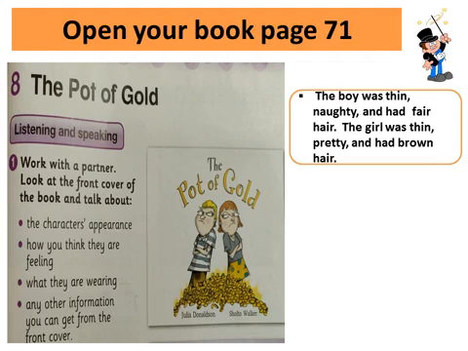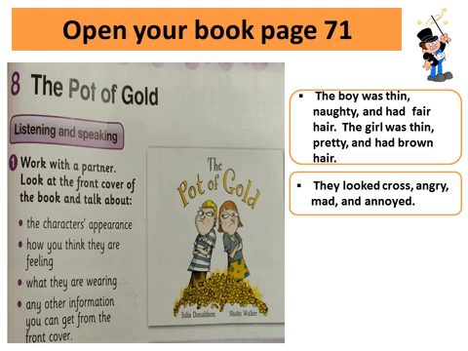So the boy was thin, naughty, and had fair hair. The girl was thin, pretty, and had brown hair. Okay, pretty means beautiful, and look at her hair, it's brown, right? So now let's read the next point. How you think they are feeling. Look at their faces. Are they happy? Are they cross? Are they angry? Are they mad? Let's look.